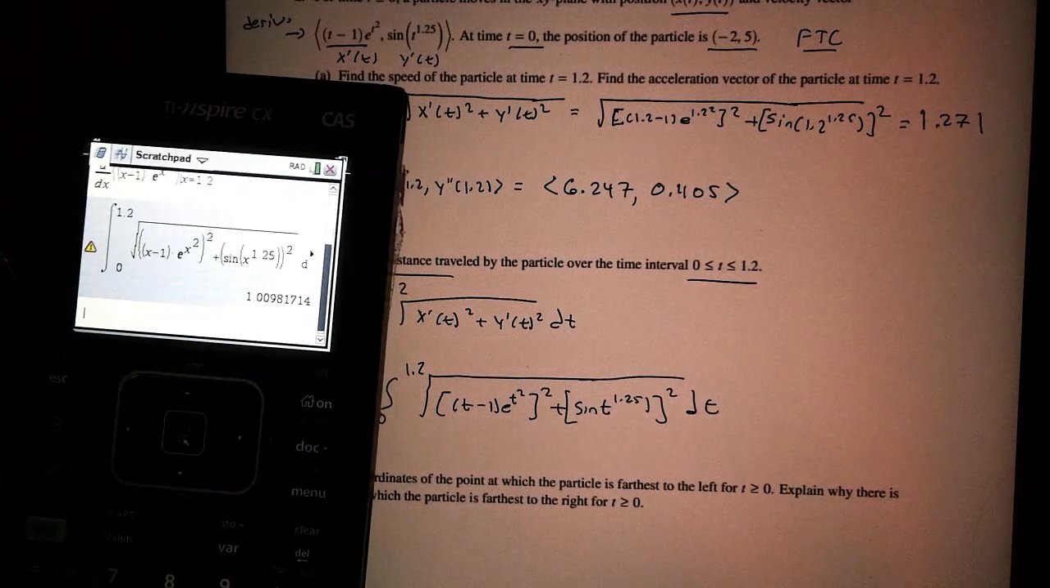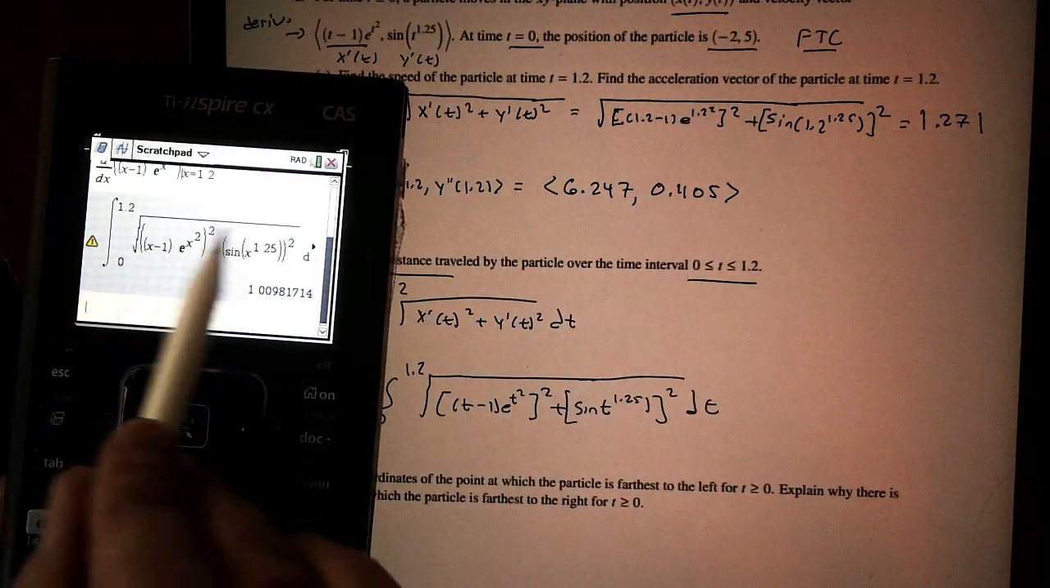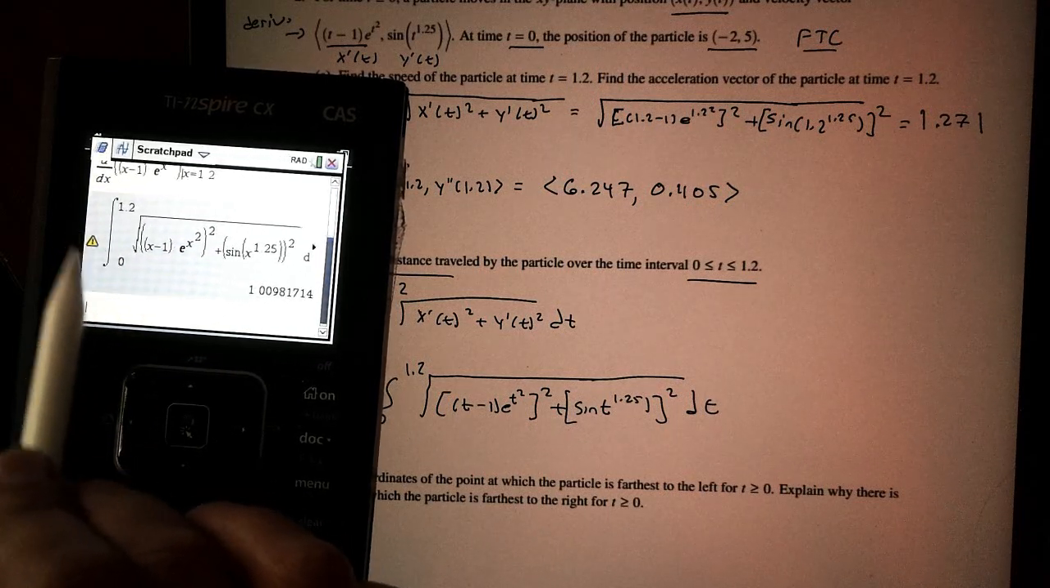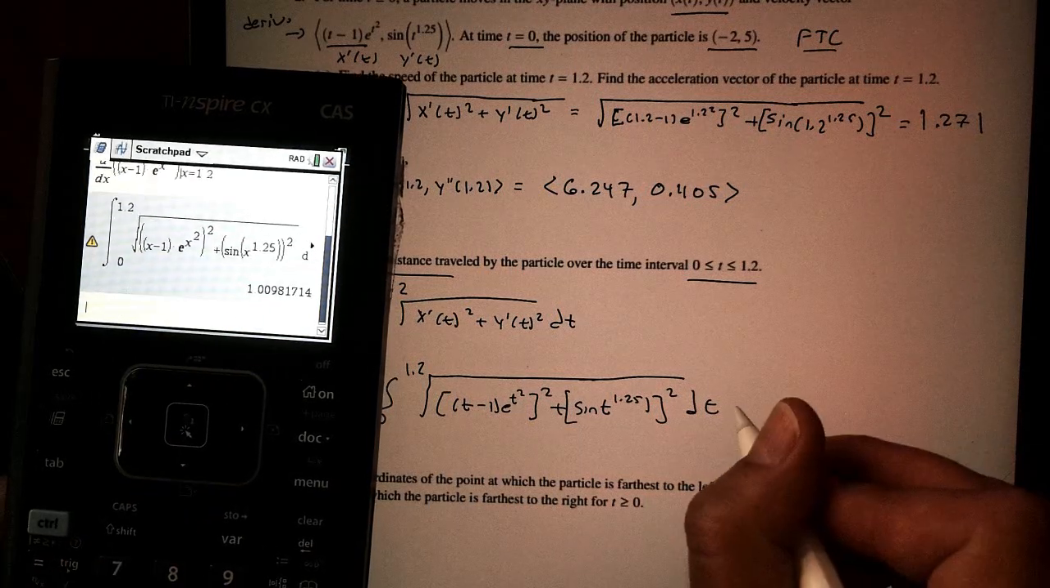Now, okay, so you see this little error right here? This is such a big problem for the calculator. It's having a hard time computing it. So this thing's saying, hey, look, we approximated as good as we could, and this is what we can get. That's the answer.